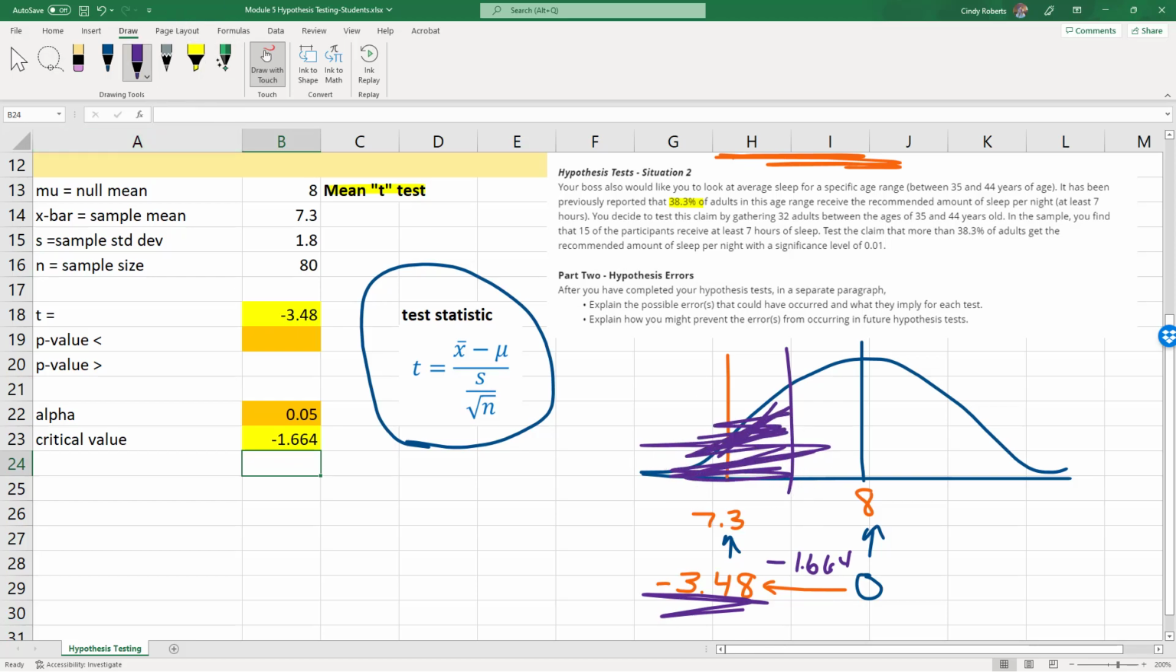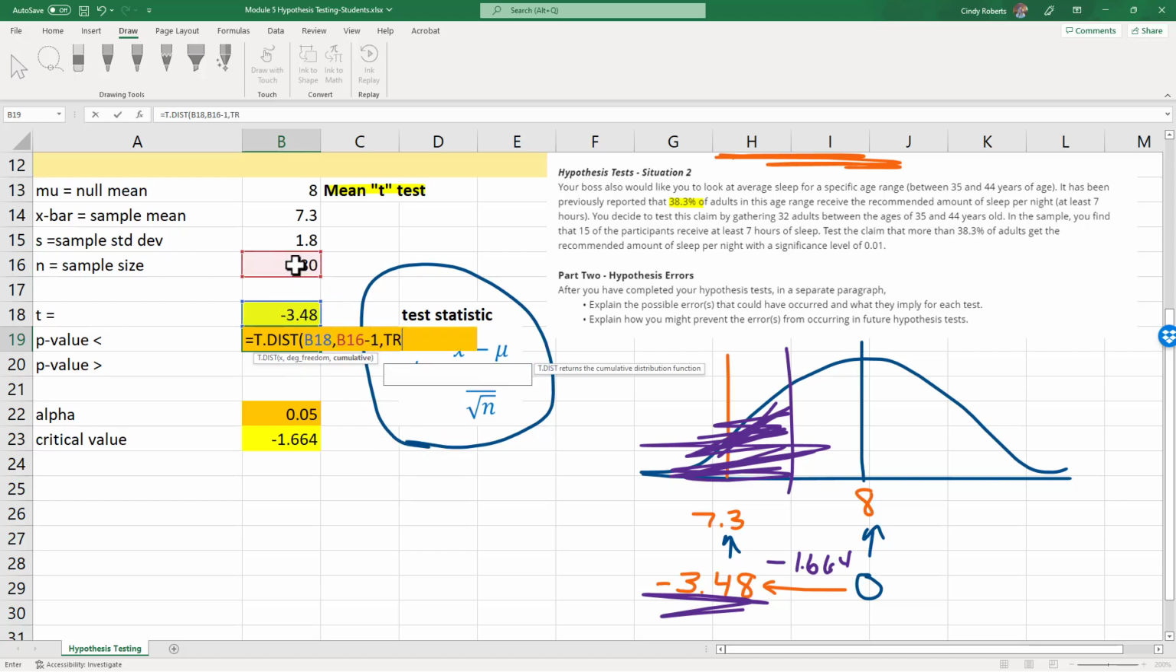Another thing that you can also check is, remember, if the P is low, the null must go. If the P is high, the null will fly. Check the p-value. The p-value is the probability, and we do that here with t.dist. Don't get confused. It says x, but x is your test statistic, and then your degrees of freedom, which is just your sample size minus 1, and I want it to add up all this area.